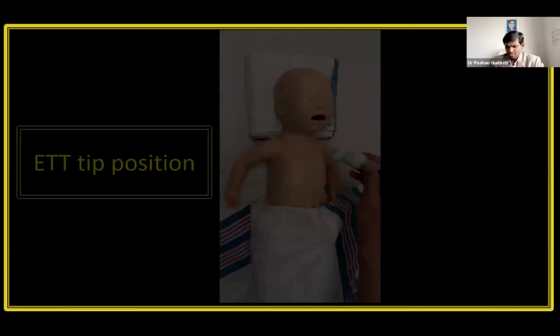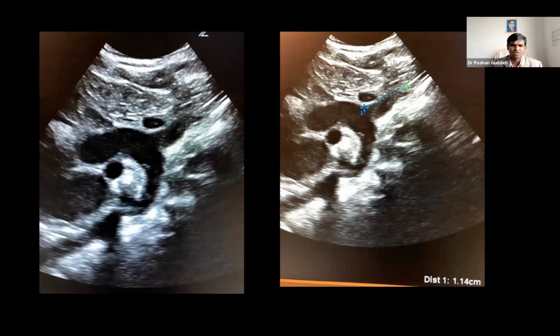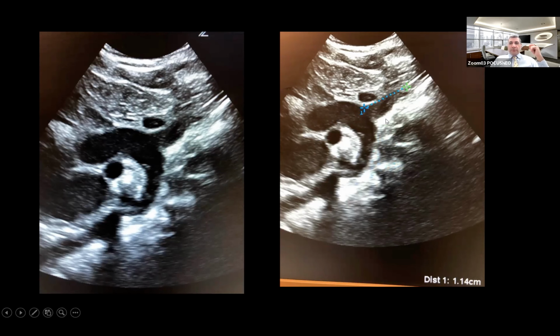Sorry, you're suggesting the distance of 1 to 2 centimeters, or more than half a centimeter. Is it the distance from the tip of the ET tube, or from the carina to the aortic arch? No, it is from the aortic arch, either the tip or the middle of the aortic arch, to the tip of the ET tube. You cannot see the carina. We can just see the aortic arch. So you have here the distance almost 1 centimeter between the ET tube tip and the aortic arch. Okay. So it is between 1 to 2.